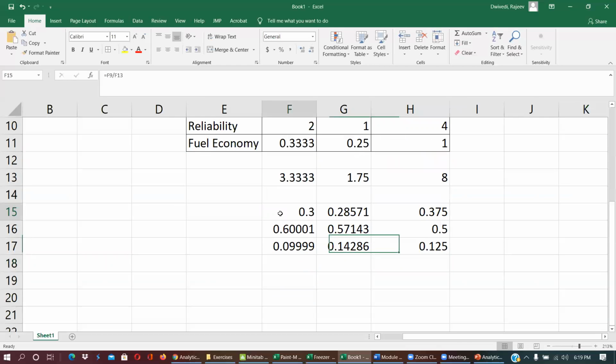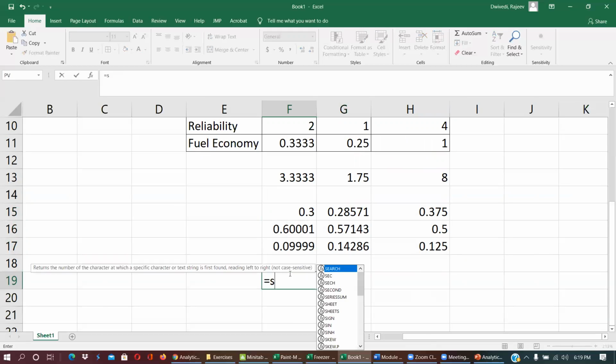So this is our normalized matrix. How can we check the normalization? The sum of each column should be 1. So we are going to check the sum.